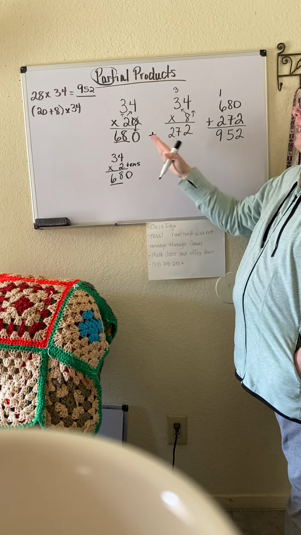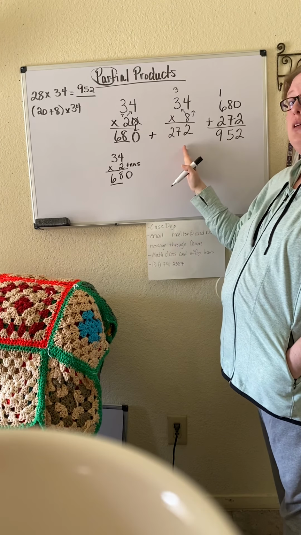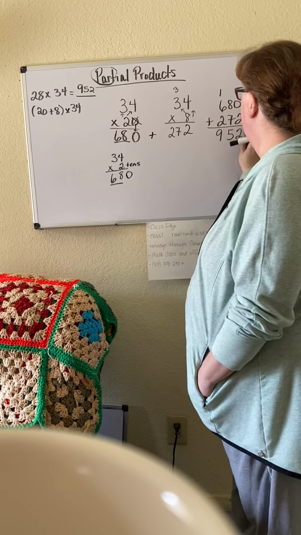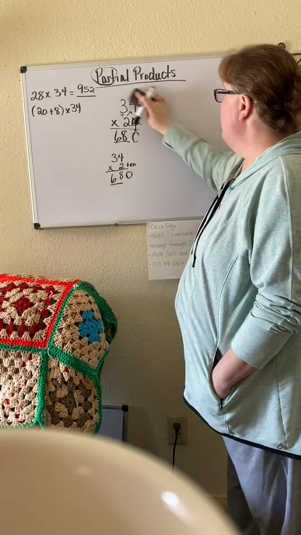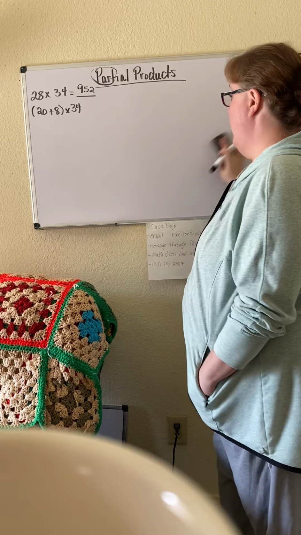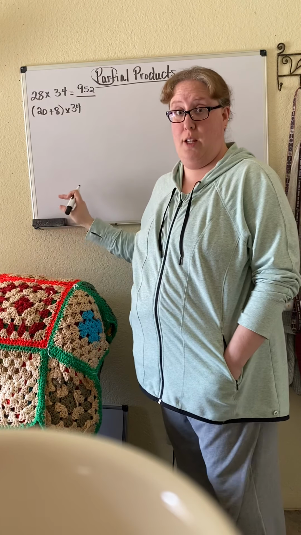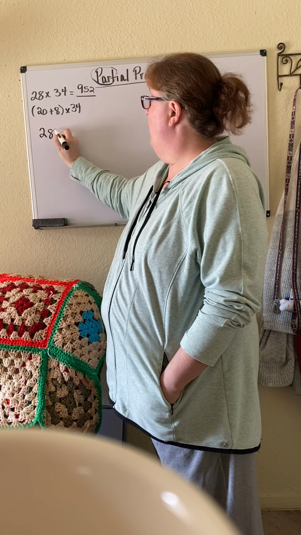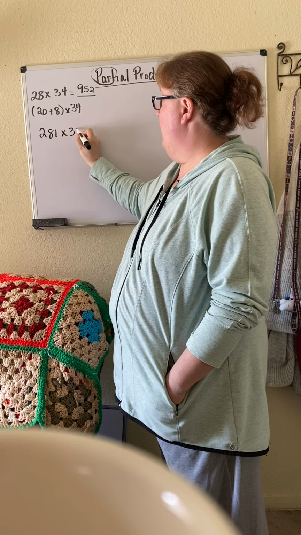So there you have a 2-digit times a 2-digit partial products problem. So now let's use that same strategy to do a 3-digit times 2-digit. Okay, so I'm going to do 281 times 34.